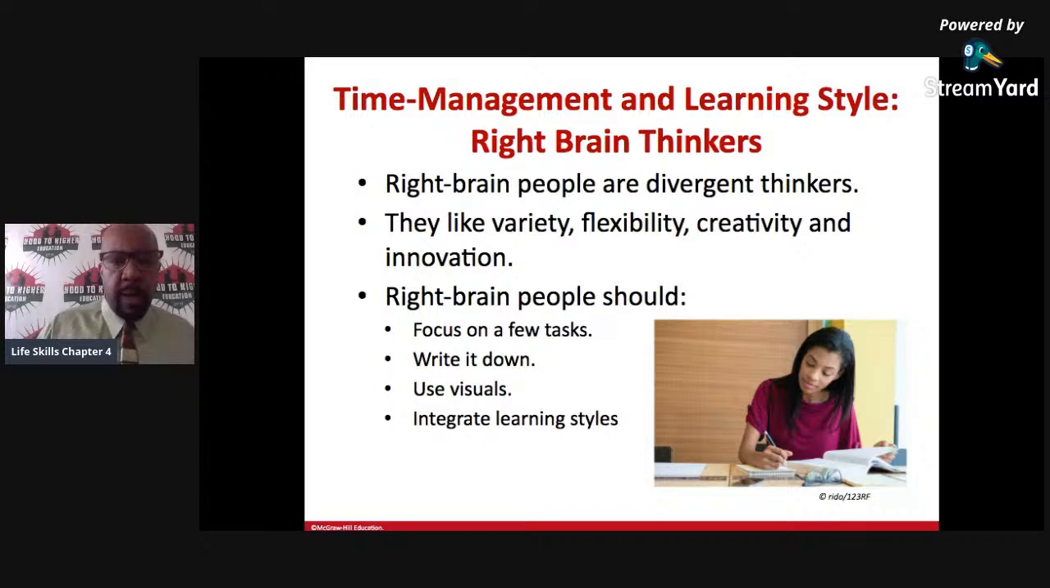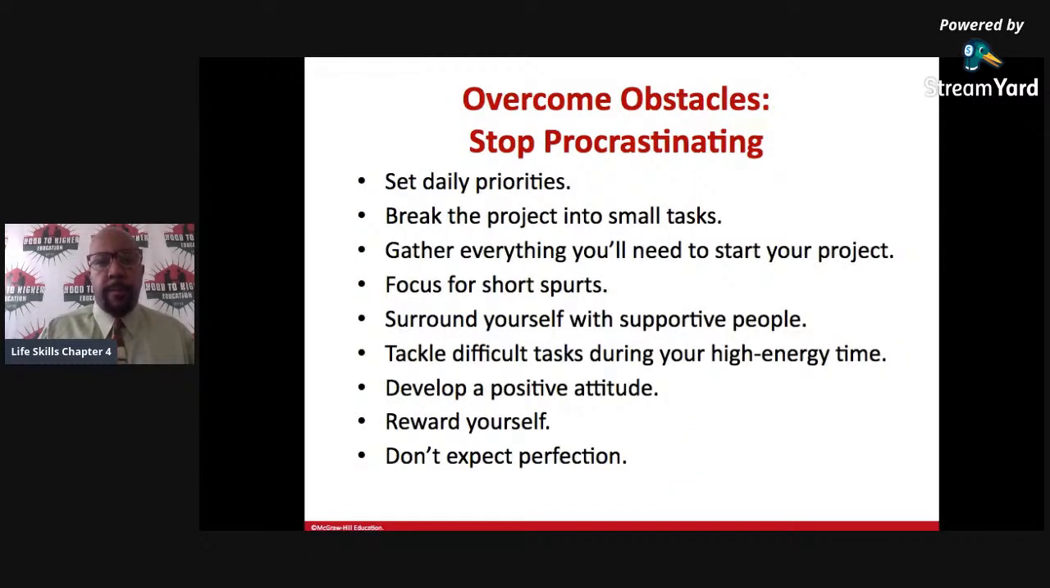Right brain people should focus on a few tasks at once. You want to write them down so you can remember them for later. Right brain thinkers like visuals. And right brain thinkers also like to integrate different learning styles and merge those learning styles together. Obstacles and procrastinating. And folks, I wish I could tell you that I never procrastinate, but truth be told, I am a victim of procrastination as well.